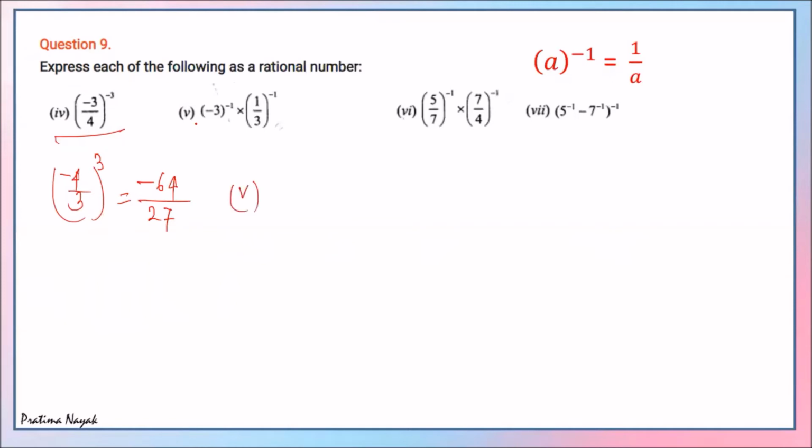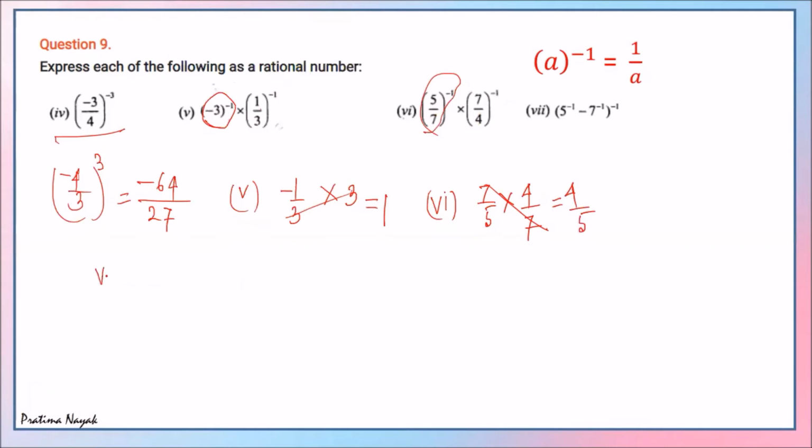Then the fifth part, how much will this be? This will be minus 1 by 3 into 3. When you make it positive, it will be the reciprocal, 3. 3 and 3 cancel. The answer is 1. Then coming to the sixth part, if I remove this negative, it will be 7 by 5. And if I remove this negative, it will be 4 by 7. Cancel 7 and 7, it will be 4 by 5.